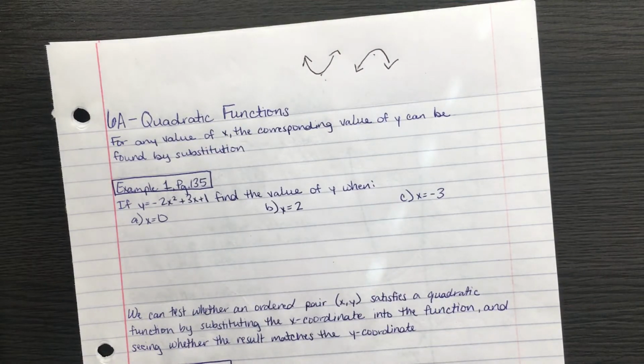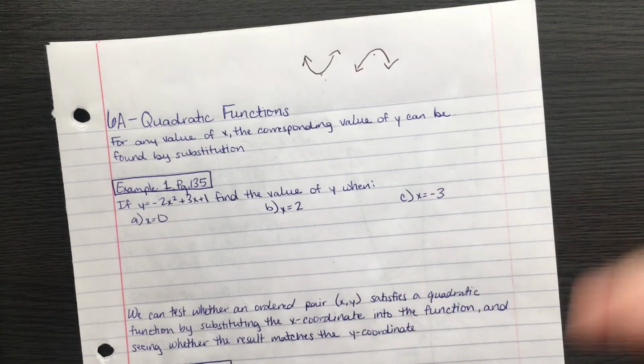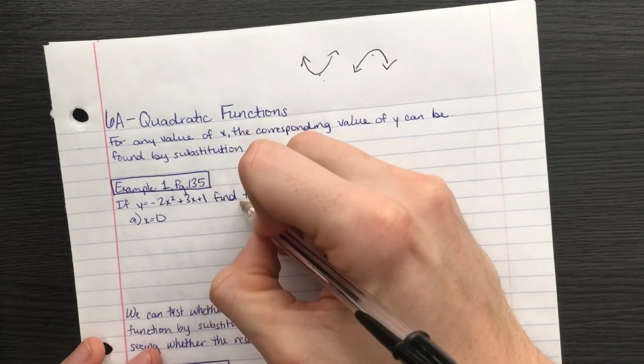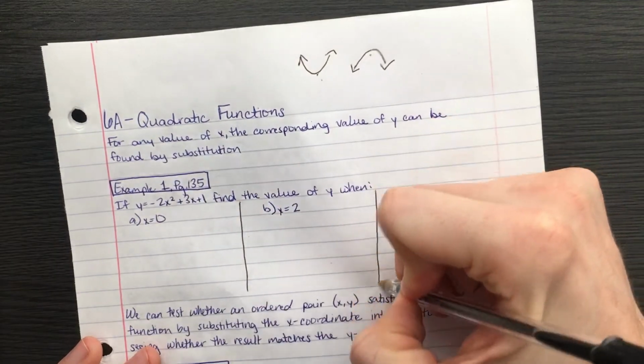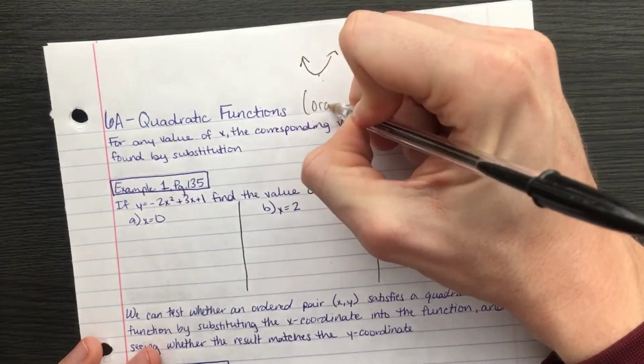So the first thing here, for any value of x that we've got on a quadratic, you can evaluate it just by substituting in like you would with a regular function. So the first example here, and by the way, I guess I should have mentioned, this is in the orange book.